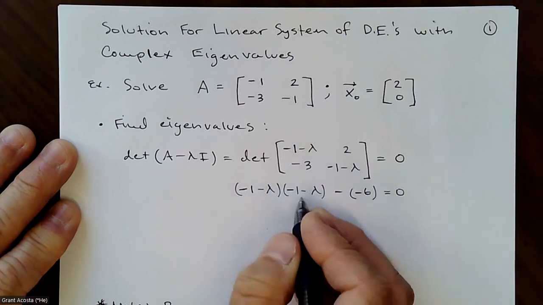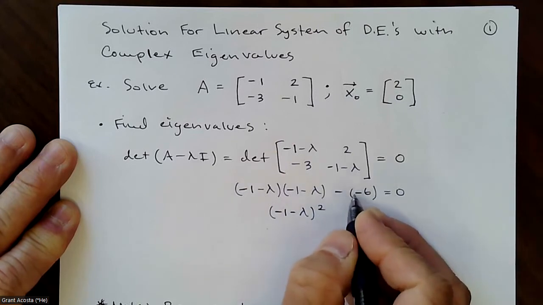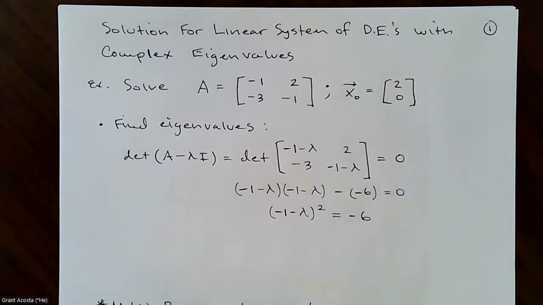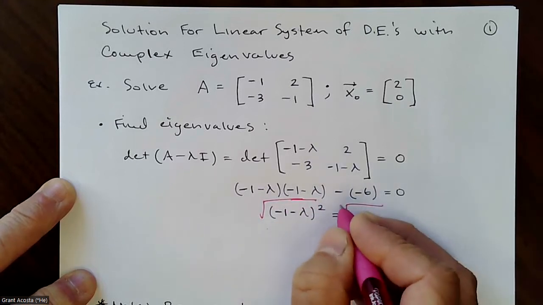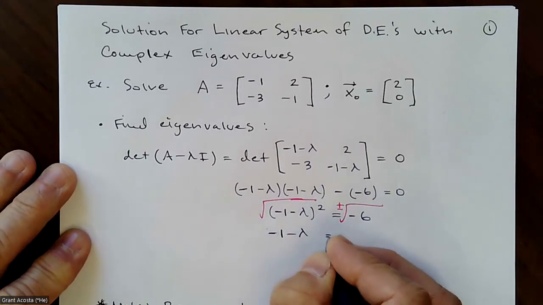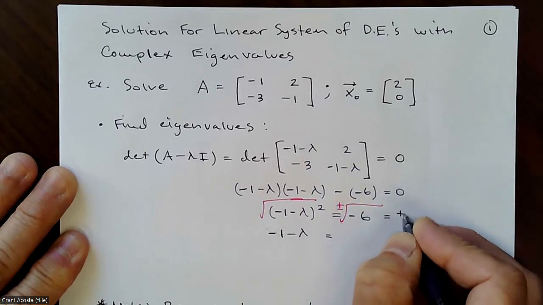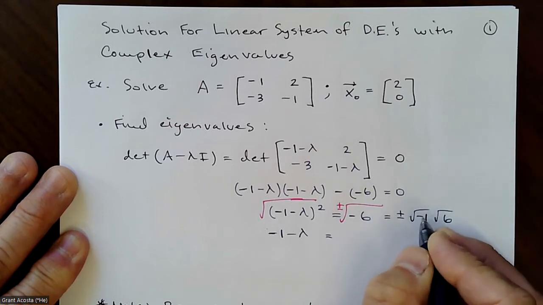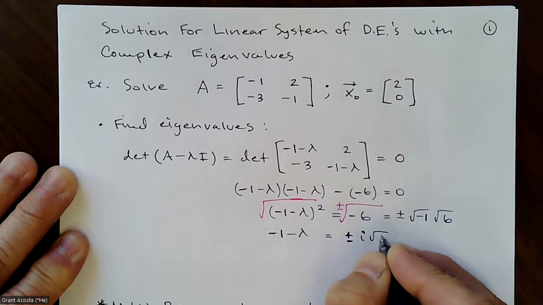Because these are identical, rather than foiling it out, I'm going to write this as -1 minus lambda squared. This is really +6, but I'm going to move that over to the other side of the equation, because then I can do the square root method where I solve this by taking plus or minus the square root of both sides of the equation. So I have -1 minus lambda equals plus or minus the square root of -6, which is plus or minus the square root of -1 times the square root of 6. And of course, the square root of -1 is i. So I can write this as plus or minus i root 6.